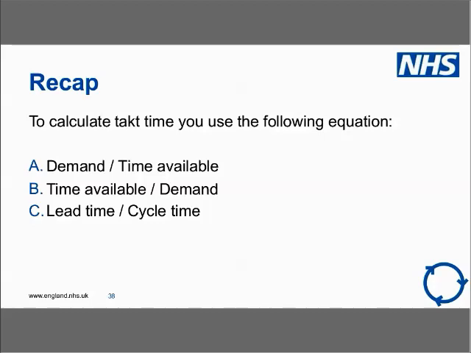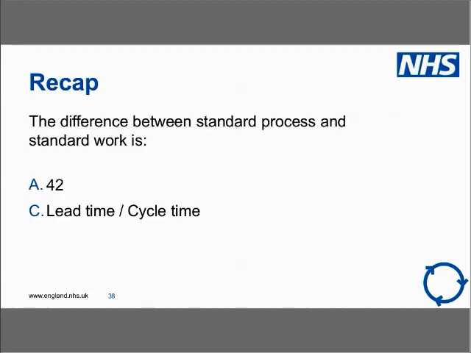Ah, there we go. We've got the result in. Yes, guys, it looks like you nailed it. It is time available divided by demand. Good to see that. No one really went for demand over time available, which is the red herring in there. Good to see. Thank you. Next. The difference between a standard process and standard work is: waste or time?